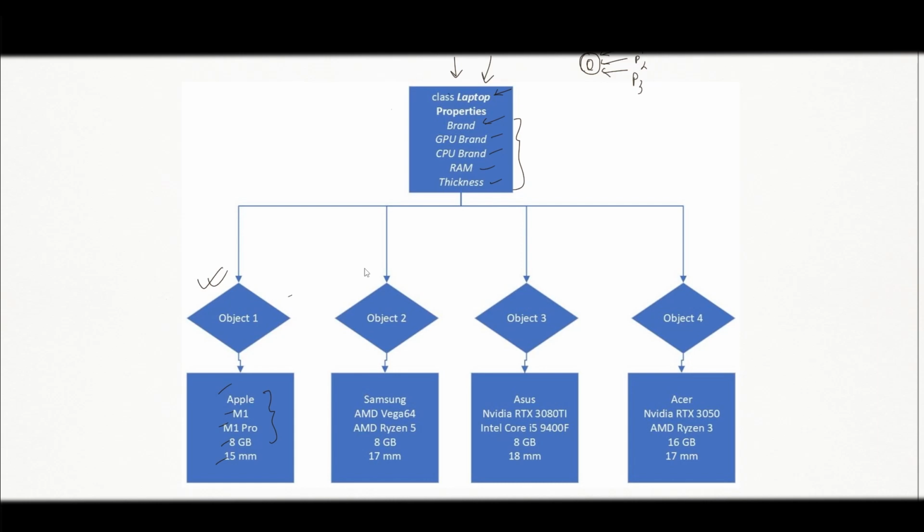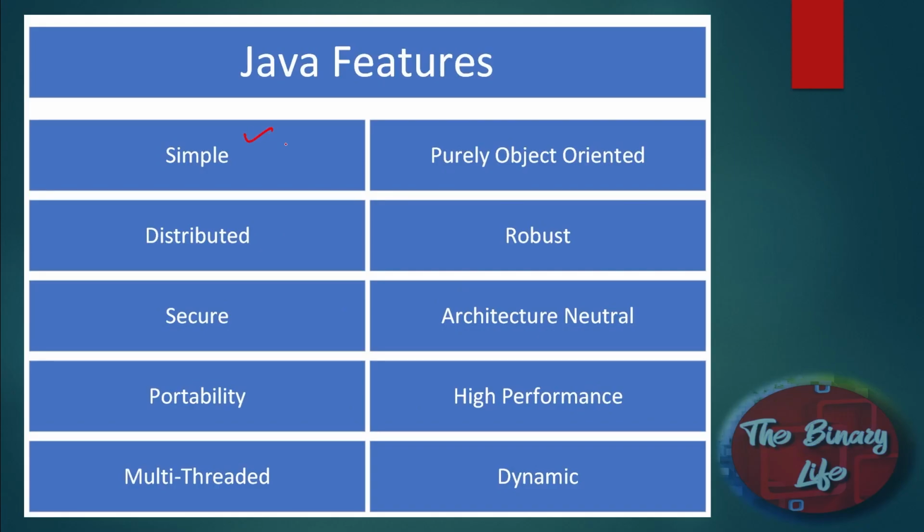So from this class, I have created 4 objects, and each of them is for a different brand. So a class is like a blueprint, and an object is something that you make out of that blueprint by specifying particular property values to make it into an object. So we are done with simple, and we are done with purely object oriented.